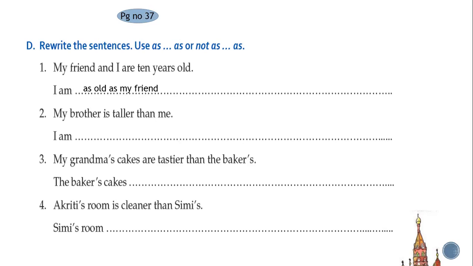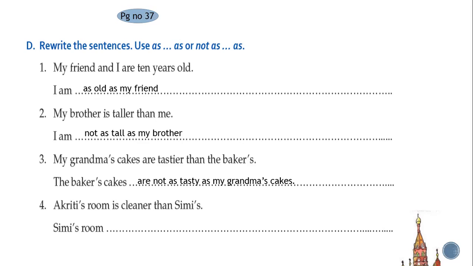Second one, my brother is taller than me. Here your brother is taller than you. So what will you use? I am not as tall as my brother. My grandpa's cakes are tastier than the baker's. So here your grandpa's cakes are better than the baker's cakes. So what will you say? The baker's cakes are not as tasty as my grandpa's cakes.